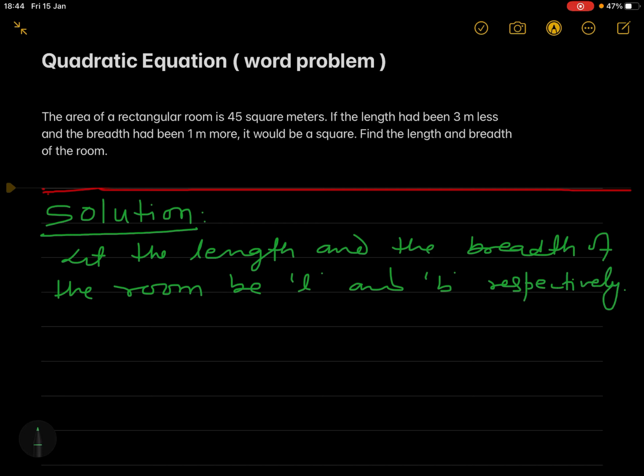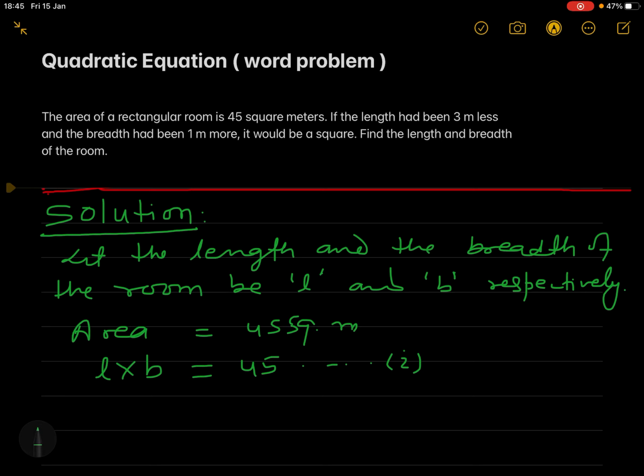We can consider like this. Now if length and breadth is L and B, then we have given that the area is 45 square meter. So since area is 45 square meter, area means length times breadth. L times B is equal to 45. So this is equation 1 we can write like this.